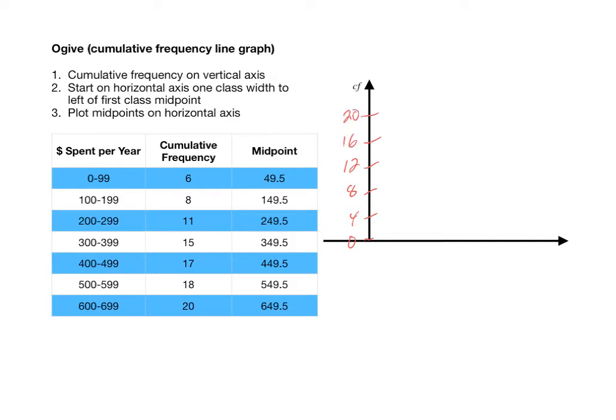And then the midpoints are going to be on our horizontal axis. So, of course, this value right here is 0. So let's make this right here 49.5. And again, 0 and 49.5 are apart by about 50 almost. And then we're going up by 100 between successive midpoints because that was the class width. So we'll go about double that size there. So we've got 149.5 and 249.5 all the way up to 649.5.